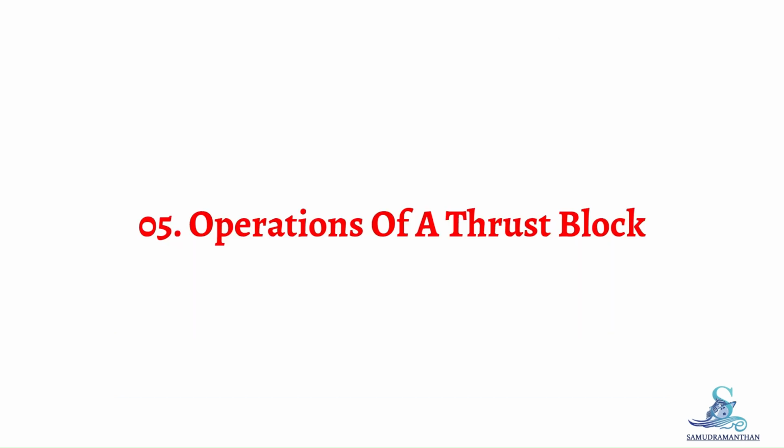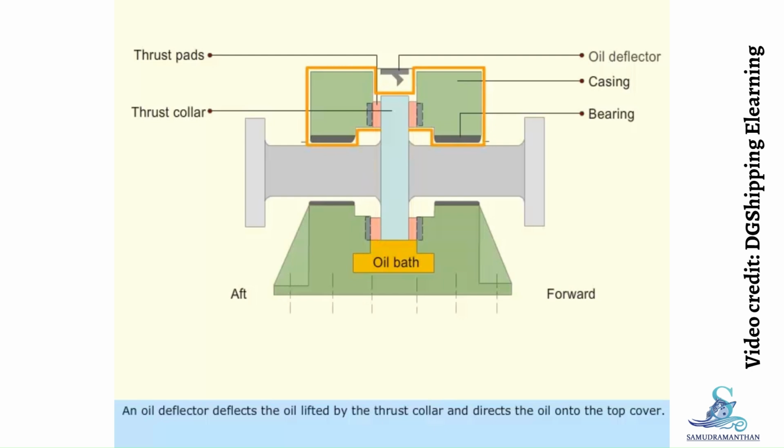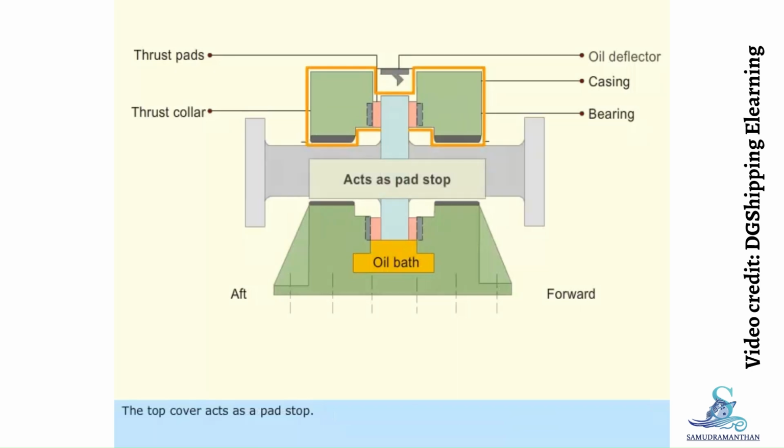Topic 5: Operations of a thrust block. The casing of the independent thrust block is in two halves, and fitted bolts join the halves. Thrust pads, which pivot around the thrust collar surface, carry the thrust load. The pads are mounted in holders and coated with white metal. An oil deflector deflects the oil lifted by the thrust collar and directs the oil onto the top cover. Oil from the top cover cascades over the thrust pads, bearings, and falls back into the sump. The top cover acts as a pad stop.